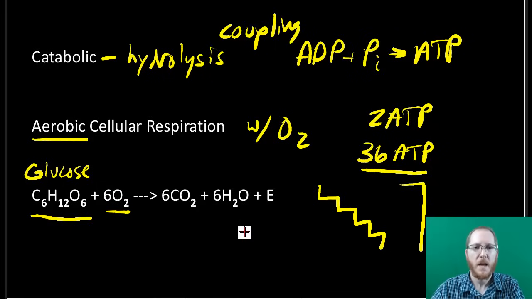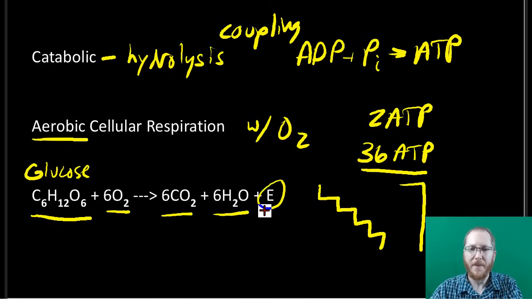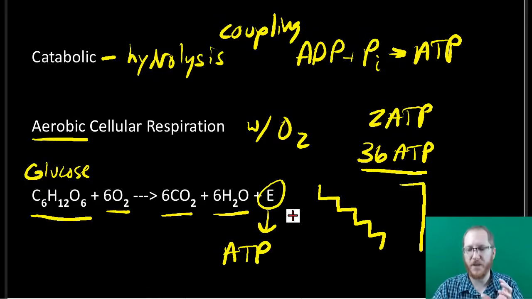of getting there. And so these things are going to react, and they're going to give us 6 CO2s, 6 H2O, and this energy. And the energy we talk about always in any type of cellular respiration is going to be ATP. That's what we're going to make. That's how we're going to store this energy for later.